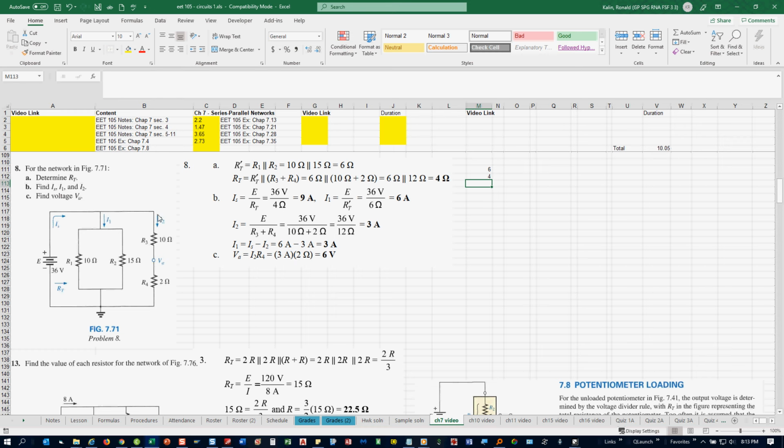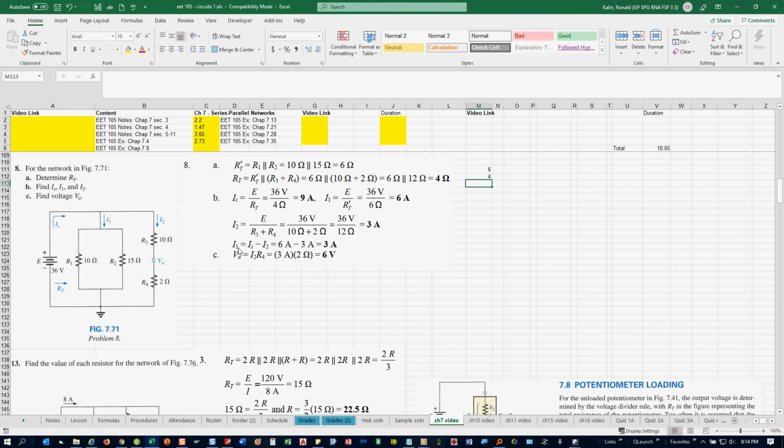And then I2 is the current through this whole branch. So that would be E, again, because it's parallel with E, divided by R1 plus R3, which is the total resistance through that branch, which would be 36 divided by 12. That would be 3 amps.